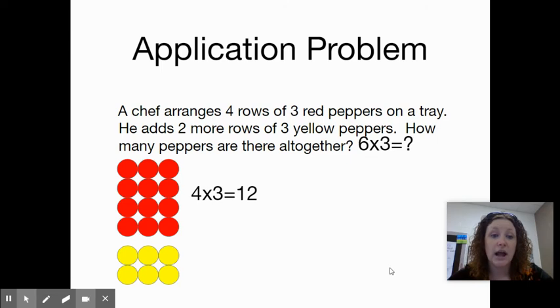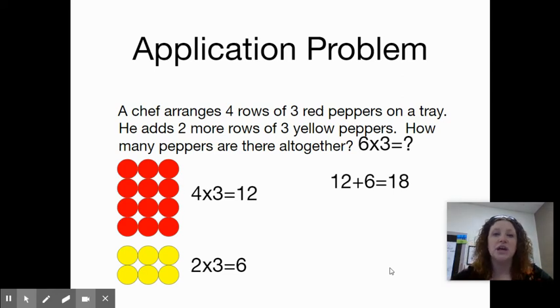So I see that I have 2 rows with 3 in each row. And I know 2, 4, 6, if I count the columns, that would be 6. So 2 times 3, 2 rows of 3 equals 6. So now that I know there are 12 red peppers and 6 yellow peppers, I'm going to add those numbers up, and that'll give me the total number of peppers. So 12 plus 6 equals 18. So does that also mean 6 times 3 equals 18? Yes, you're absolutely right. It does.